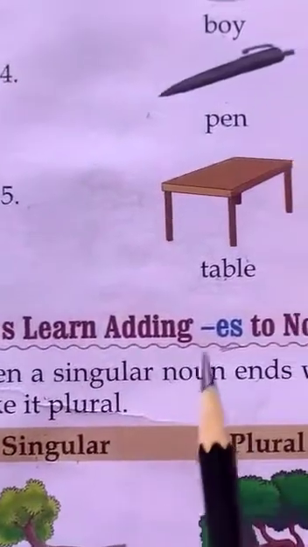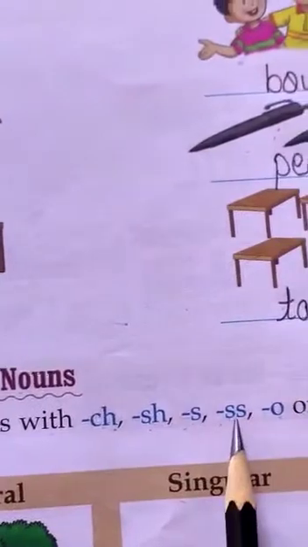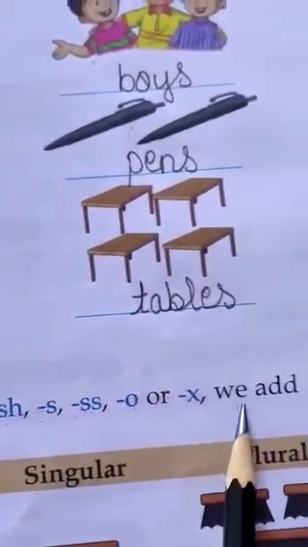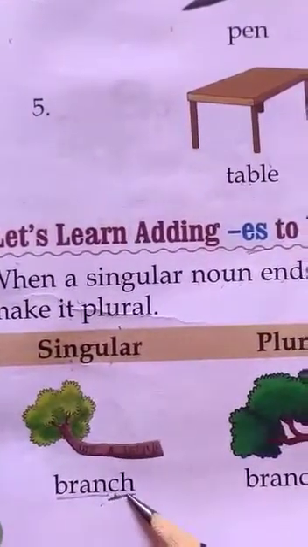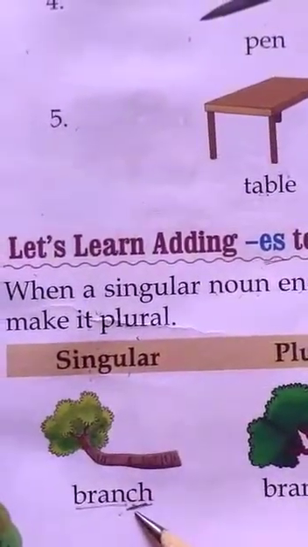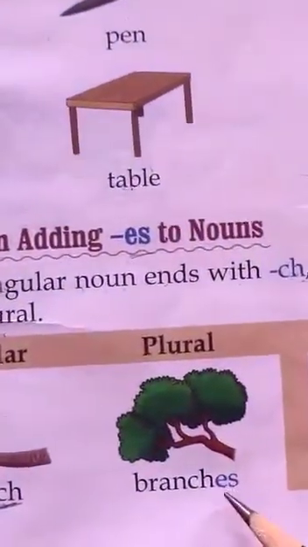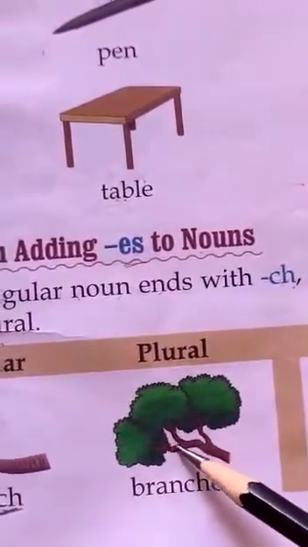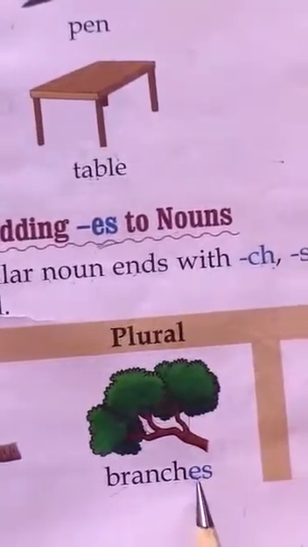When a singular noun ends with ch, sh, s, double s, o or x, we add es to make it plural. Now see an example, branch. This is branch and it ends with ch. So what will we use? We will use es. You can see there are so many branches, so it is plural form, so we will add es: branches. Now the second example, brush.